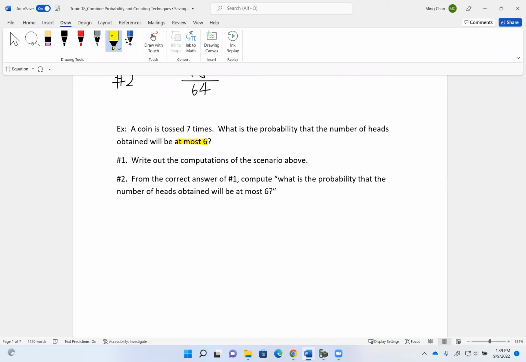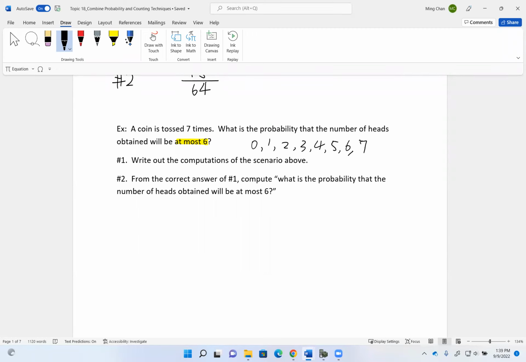So a coin tossed 7 times. What's the probability that the number of heads will be at most 6? Let's think about a scenario. If I flip a coin 7 times, the number of heads I can have is 0, 1, 2, 3, 4, 5, 6, or 7 heads. These are the scenarios I can get for tossing a coin 7 times.